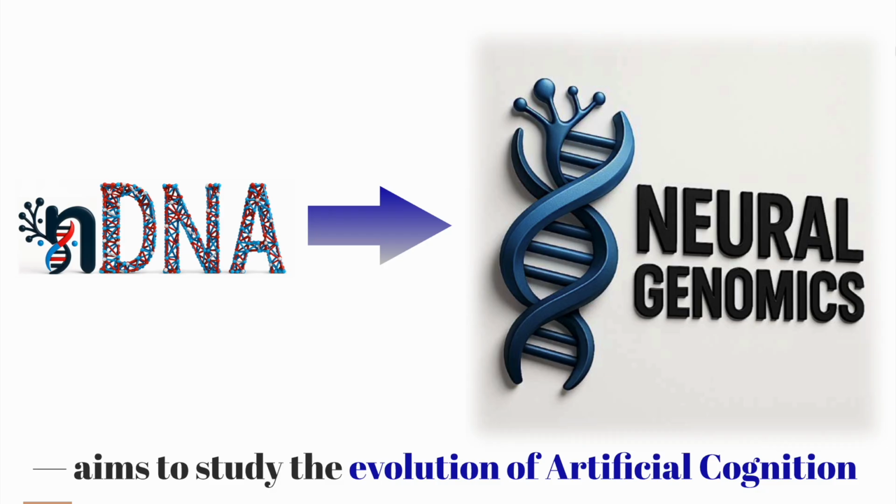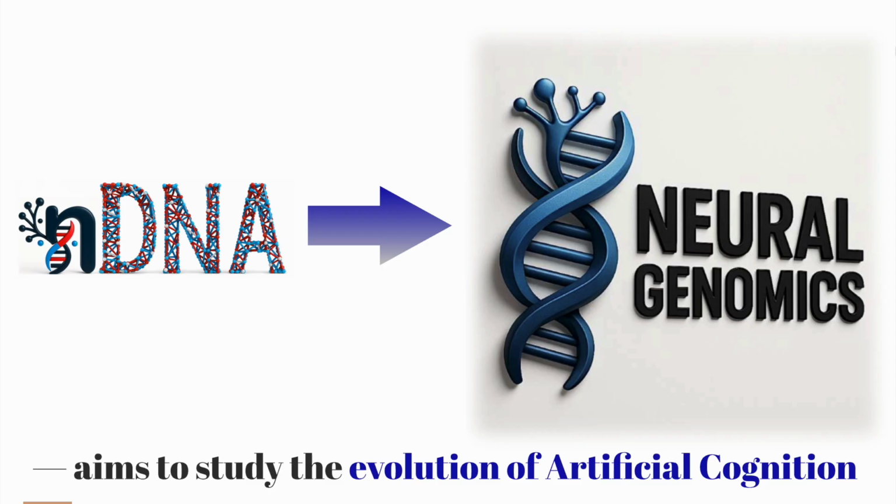Neural genomics is a new paradigm for studying the evolution of artificial cognition. It asks what gets inherited, what recombines, what collapses under compression, and what new traits emerge when two lineages meet. In place of weights went up or down, we talk about ancestry, variation, and fitness of ideas inside a model.